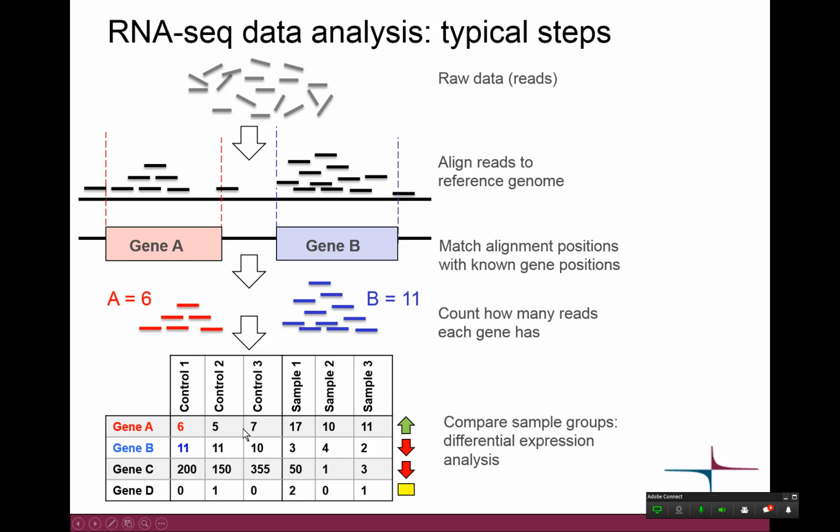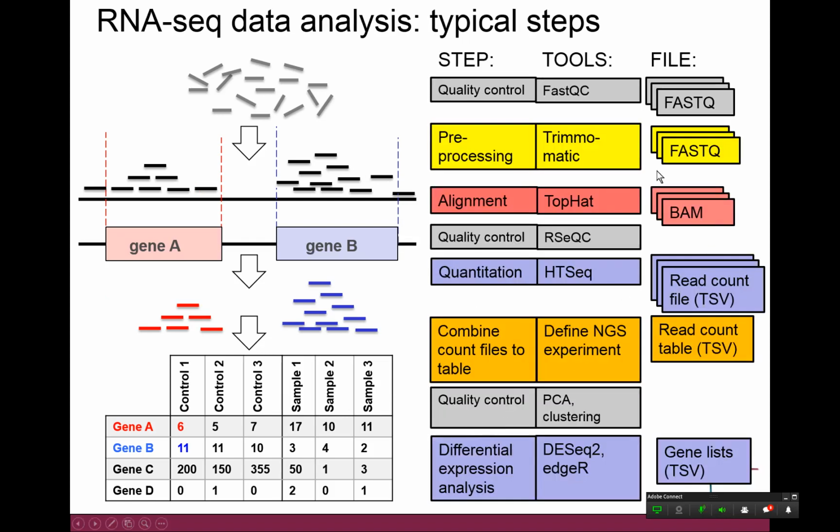But for example, with gene A here, we can see that okay, there's more reads in the sample group than in the control group. So then that's an upregulated gene. So these are now the really main steps. So alignment, matching alignment positions with known gene positions, counting the genes, the reads per gene, and then the differential expression analysis. Now let's add the actual analysis steps and tools and the file formats that we need.